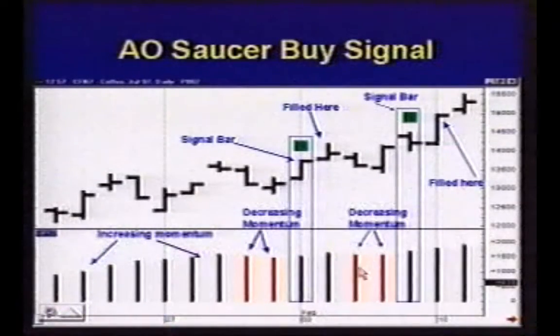Now again, we have created another saucer buy here. We had an upward peak in momentum. It pulled back, red bars, lower highs, and then it came up again. So this is the trigger bar again. Follow that bar up, 1 tick above the high, and you'll see that it was filled the next day. Now that's fairly simple, and the saucer buy really is fairly simple.